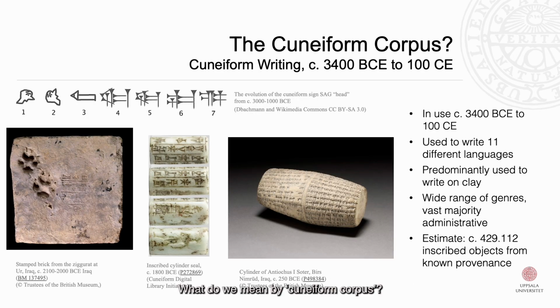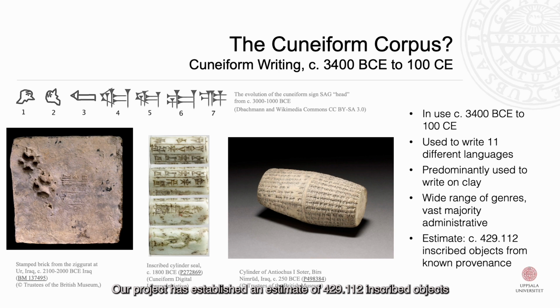What do we mean by cuneiform corpus? For the purposes of this project, we include all texts written in cuneiform script from its invention in the 4th millennium BCE until it falls out of use in the 1st century CE. This includes texts written in 11 different languages. Most of these texts, 92%, are impressed on clay tablets, but the corpus also contains inscriptions on other materials, such as stone or metal.